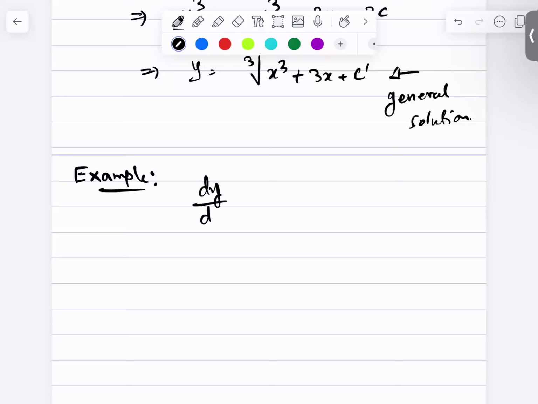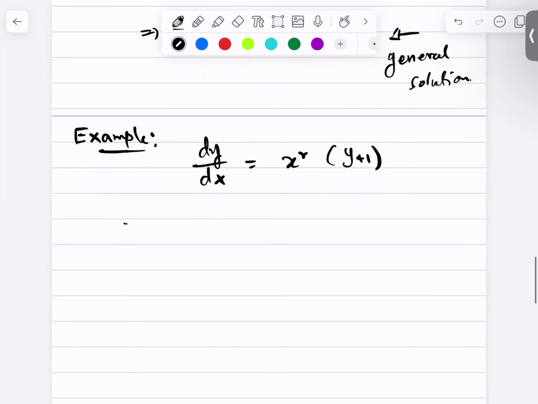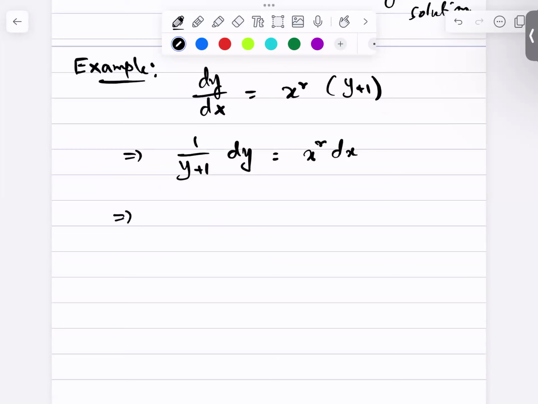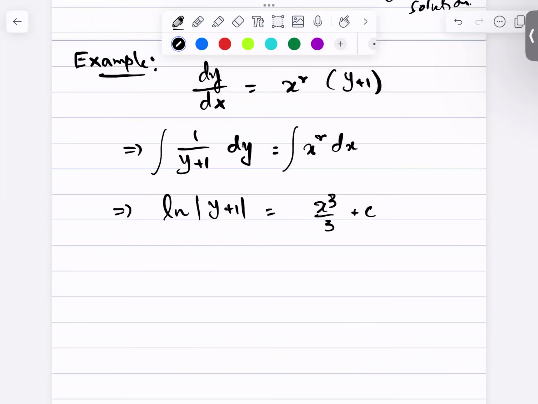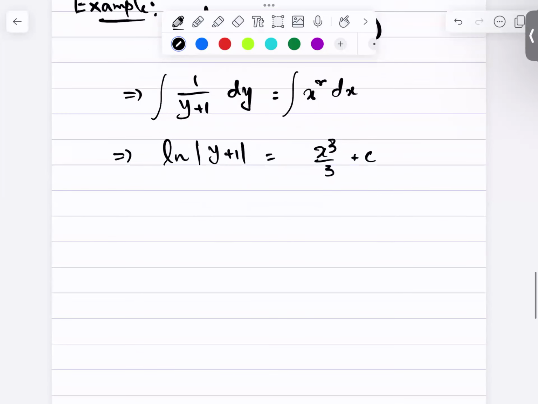See, if I have dy dx the same as x squared times y plus 1, then I'll get 1 over y plus 1 dy to be x squared dx. Then if I do the integration now on both sides, I'll get ln of y plus 1 is the same as x to the 3 over 3 plus c. Okay. Now, this is the same as y plus 1 equals e to the x to the 3 over 3 plus c, right?